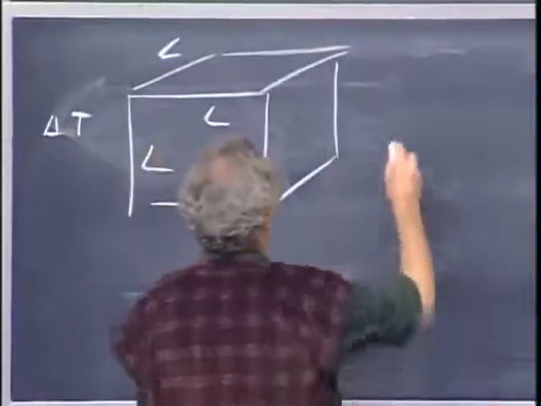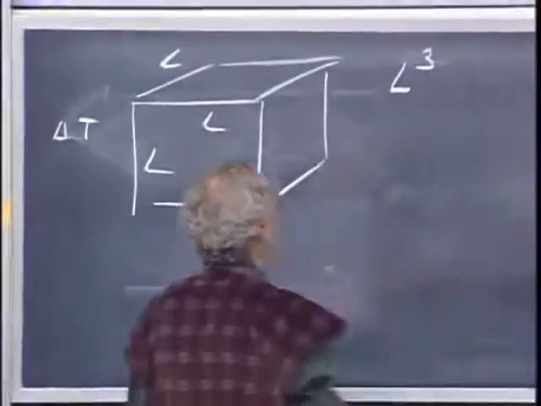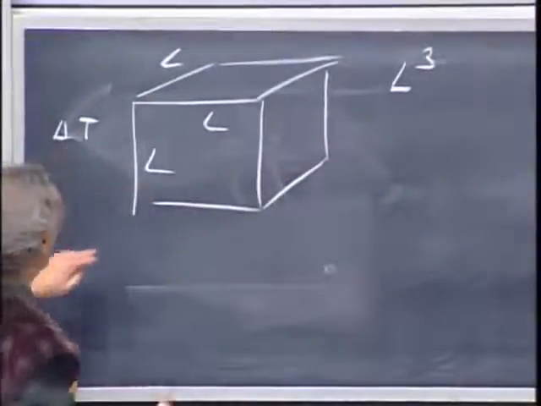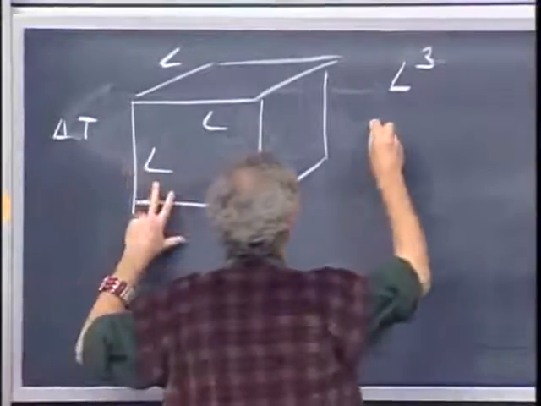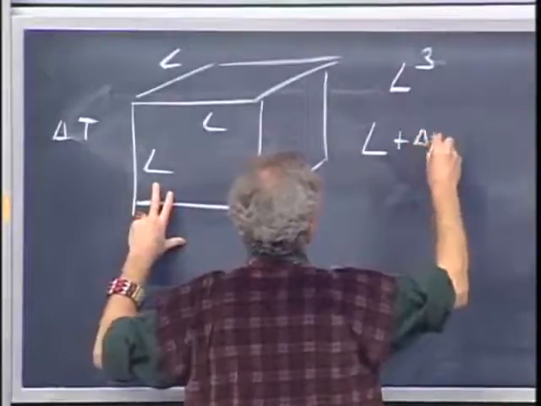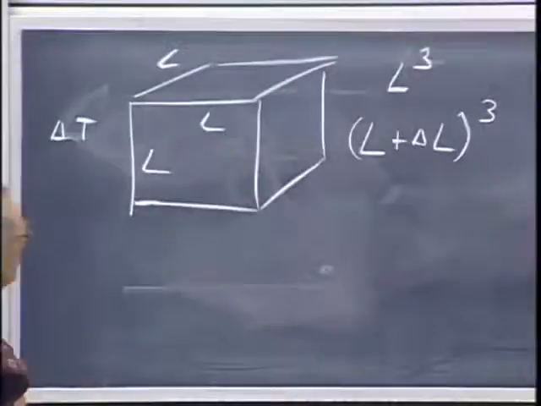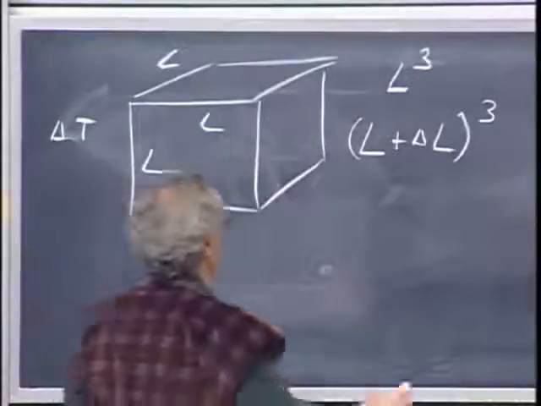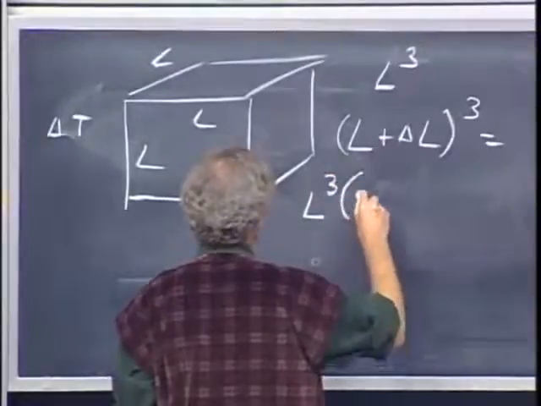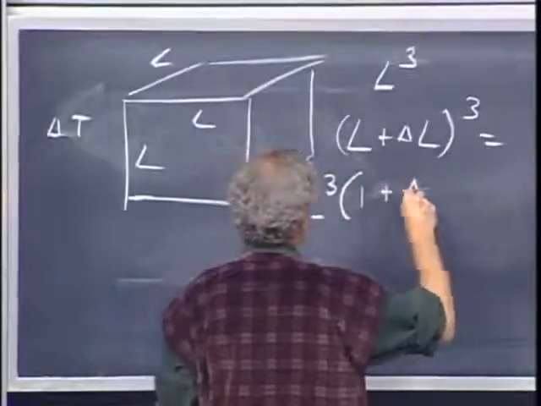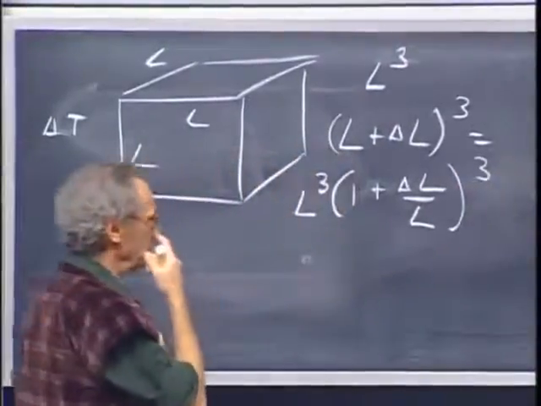Well, the old volume is L cubed. And then I'm going to increase the temperature by delta T. So all these sides will get longer by an amount delta L. And so the new volume will be (L plus delta L) to the power 3. This can also be written as L to the third times (1 plus delta L over L) to the power 3. Same thing, right?